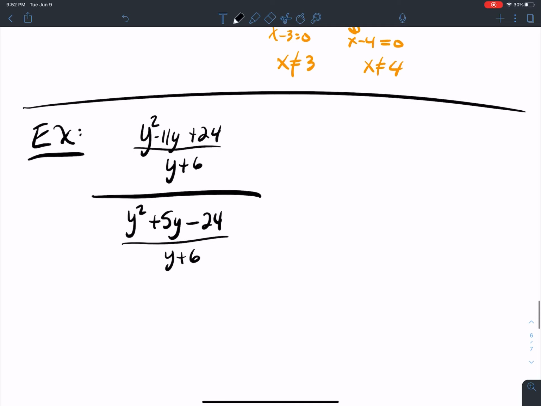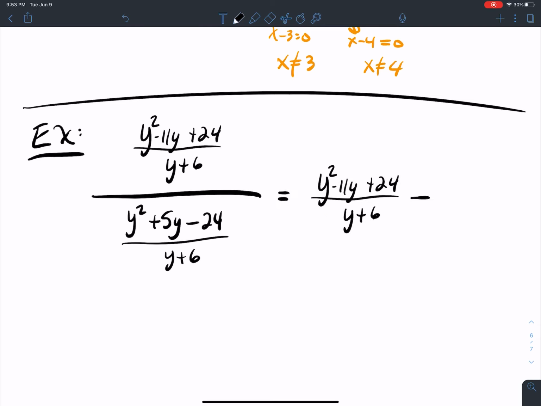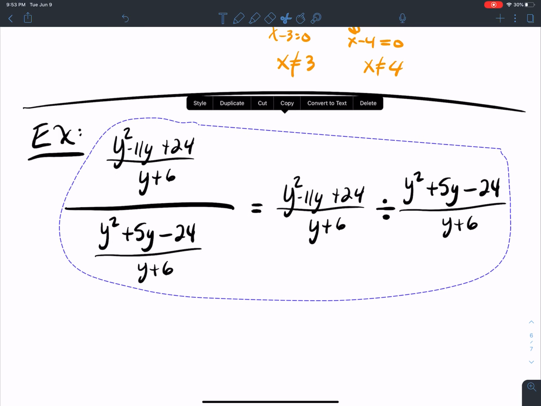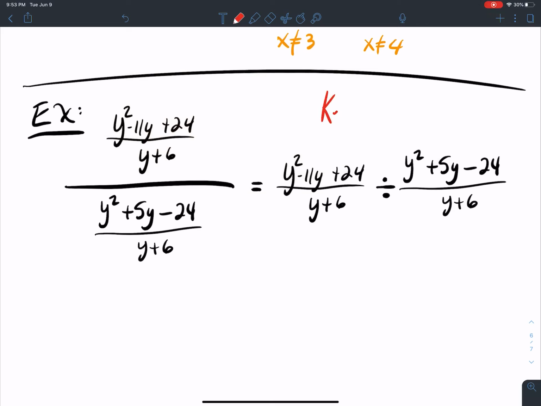Another way to write this would be like this. You can say this thing is divided by this thing right here. Okay? So there's two ways to write the same thing. Alright? Now, I want to tell you about a method. It's really cool. It's called the keep, change, flip method. Okay? So I keep this one the same.